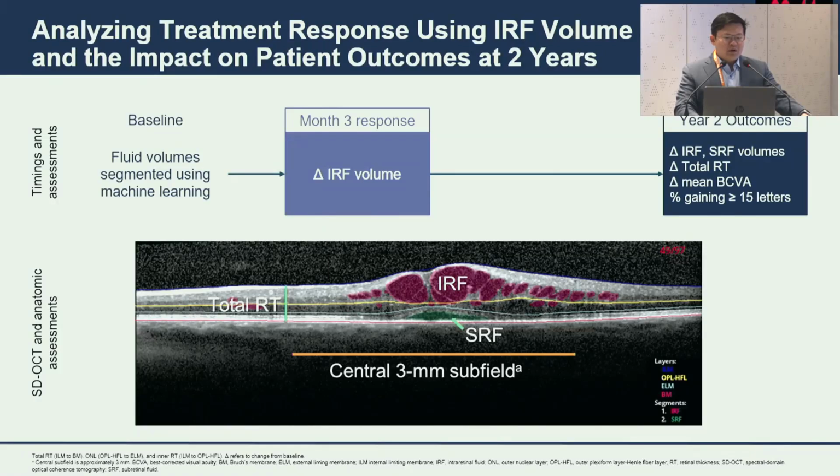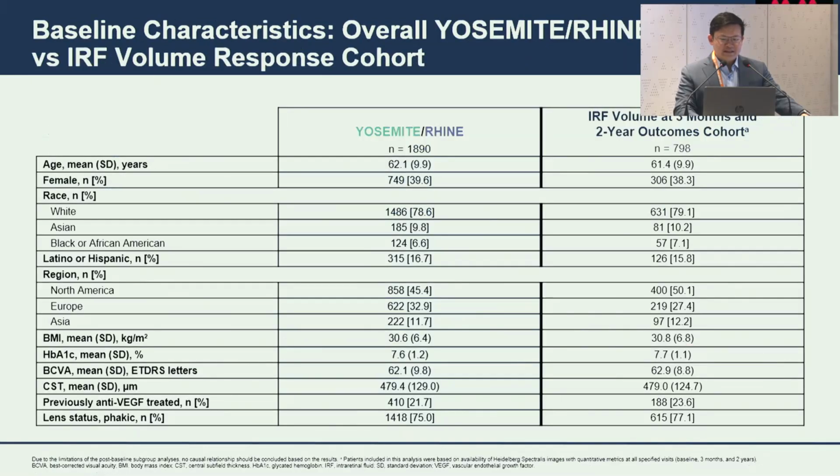So in particular, what was measured, as I mentioned, is IRF volume. There was an AI-based automated segmentation software, which was run on the whole macular cube, and that allowed us to measure the IRF volume, so not the area, but the volume, within the central 3 millimeter subfield. Our outcomes included IRF volume at 2 years, total retinal thickness at 2 years, and change in mean best-corrected visual acuity, as well as those gaining more than 15 letters.